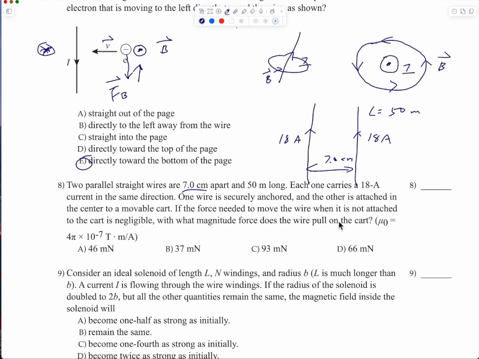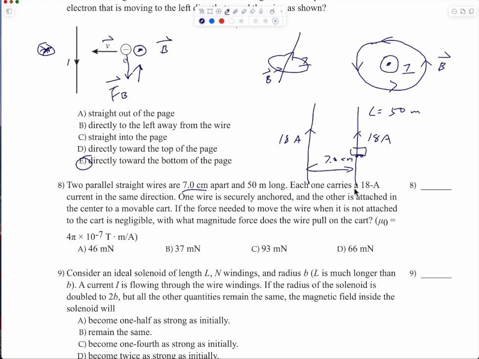One wire is securely anchored, and the other is attached in the center of a mobile cart. So this is a mobile cart. And if the force needed to move the wire when it is not attached to the cart is negligible, with what magnitude does the wire pull on the cart?